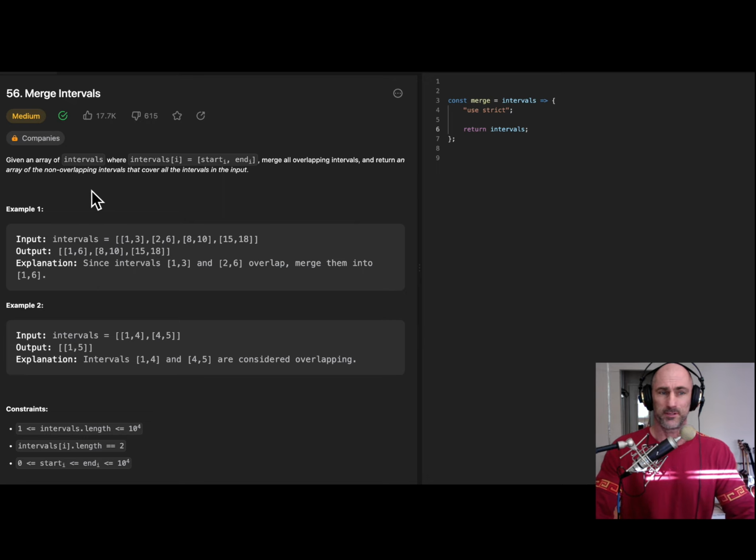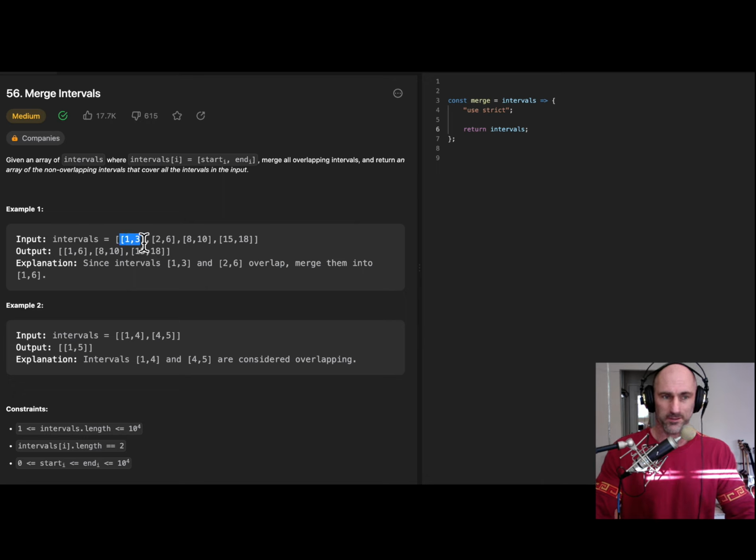Given an array of intervals where intervals[i] equals [start i, end i], merge all overlapping intervals and return an array of non-overlapping intervals that cover all the intervals in the input. Well, an interval is the subarray here. So we have an array of intervals. There's interval 1: [1, 3], interval 2: [2, 6], [8, 10], and [15, 18]. And we can see here that the end is the second number in the interval.